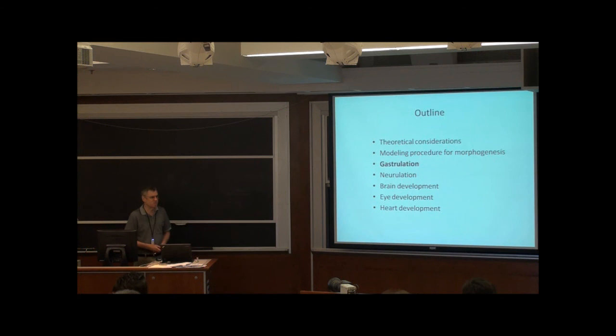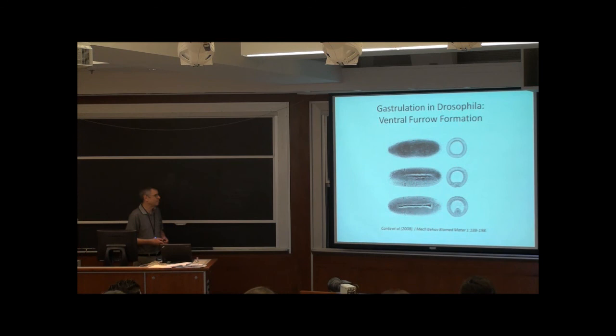Okay, so let's now look at specific applications, starting out with gastrulation, which you've heard quite a bit about already. A common model for examining gastrulation is the Drosophila embryo, which you may have seen in some earlier lectures. It starts out as essentially an ellipsoidal shape. And during the first part of gastrulation, a furrow forms along one side. And this is a cross-section showing how it invaginates.